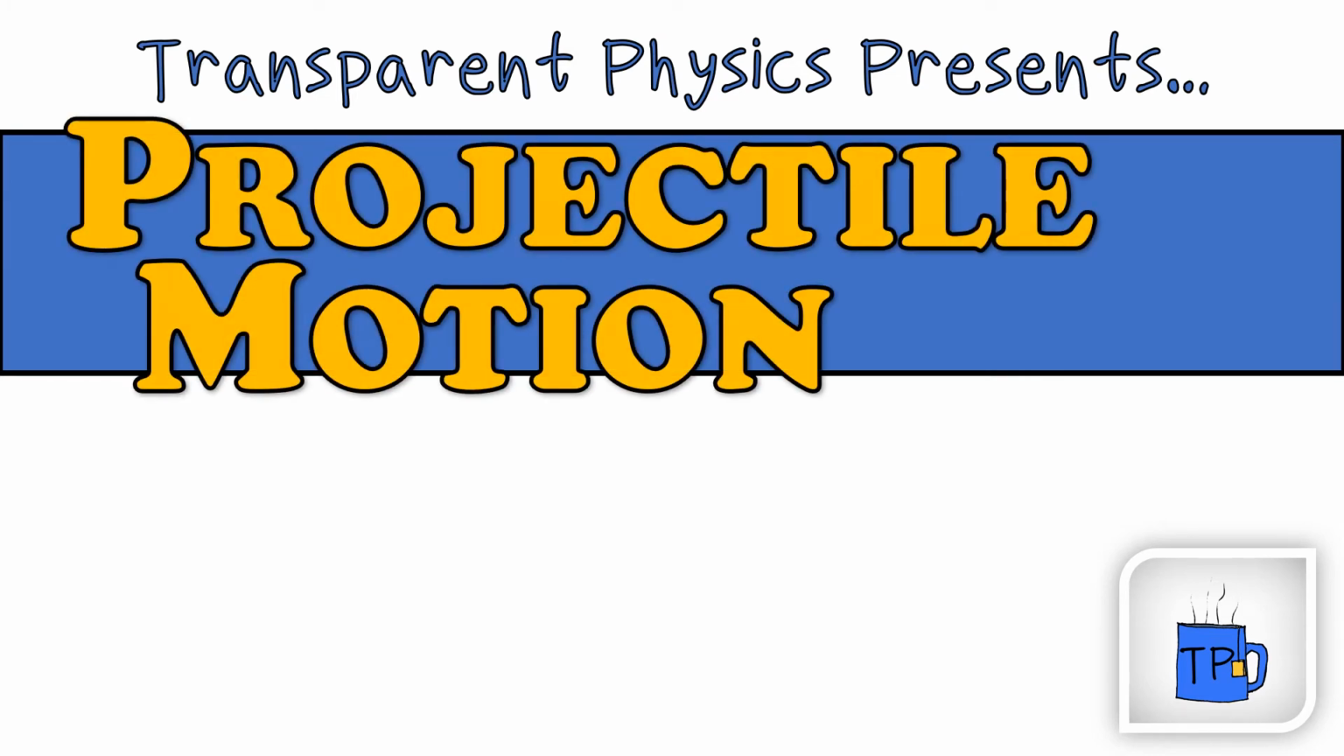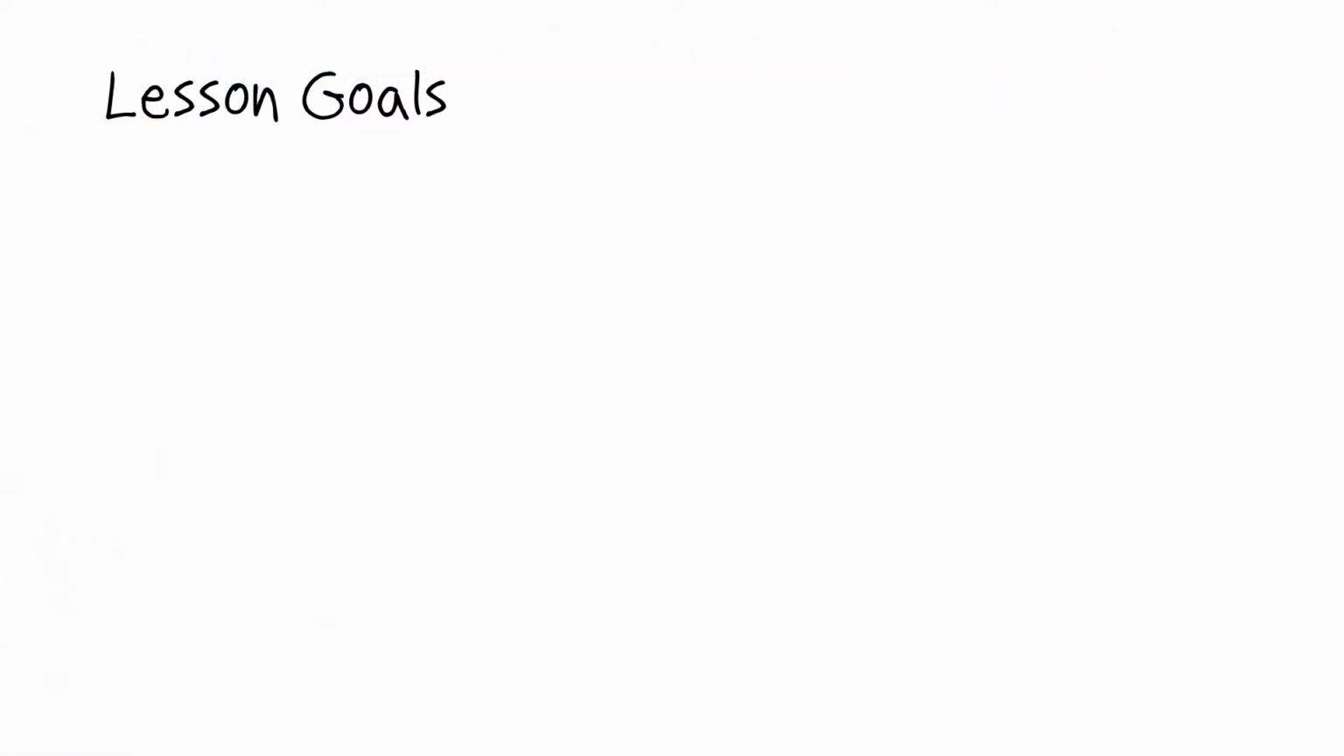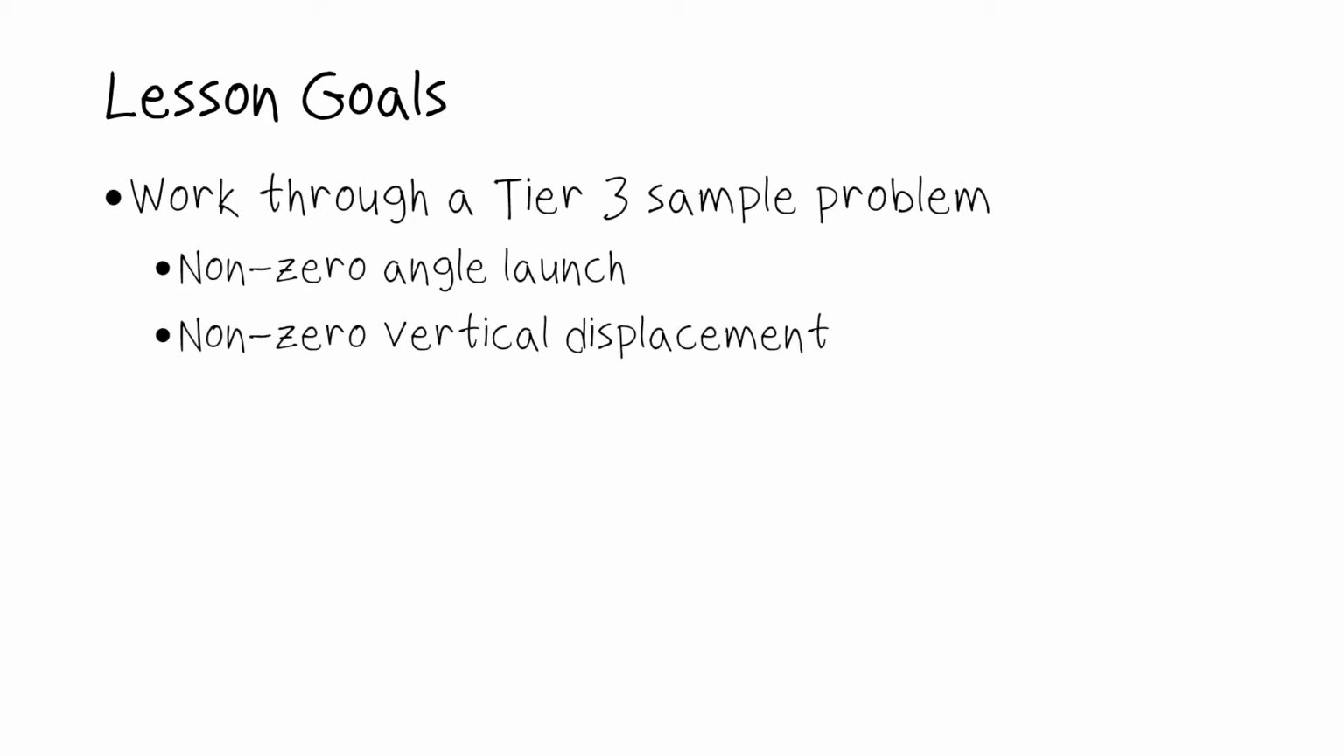In this lesson, we're going to wrap up our series on projectile motion with a superhero-themed Tier 3 problem. Our lesson goals really should be our lesson goal, singular. We're going to work through a Tier 3 sample problem. Remember, according to Transparent Physics, a Tier 3 problem has a non-zero angle launch and a non-zero vertical displacement. In regular person words, that means it's launched at an angle that's not 0 degrees, and it ends at a different height than it started at.